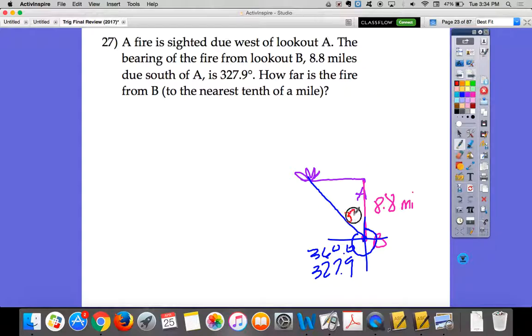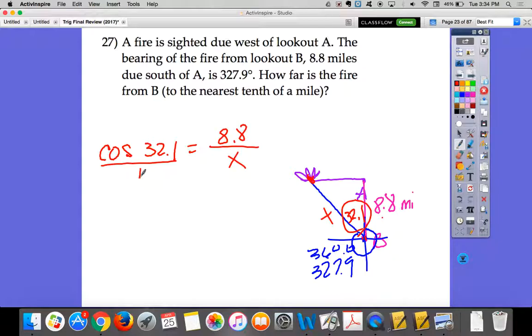I'm transposing my values. Okay, how far is the fire from B? Excuse me, I read that wrong. The fire from B, so that's it right there. So if this is the angle that we know, we have the adjacent side, we have the hypotenuse. That's going to be cosine. So we got cosine of the angle that we figured out because we wanted it to be acute. Cosine of 32.1 is equal to 8.8 over x.